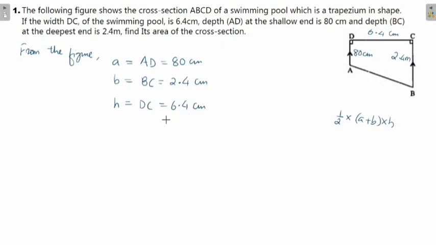Now let's find the area of the cross section. The area of the cross section is equal to, let me see. Just wait a minute, let me check the question in the book once again.